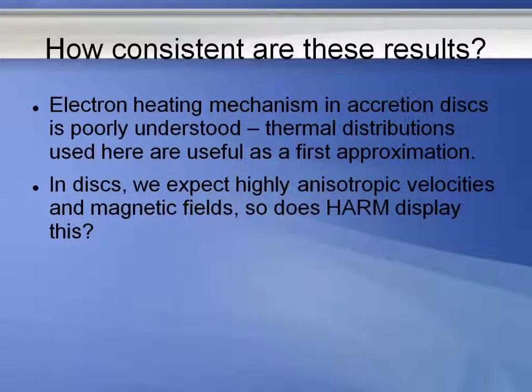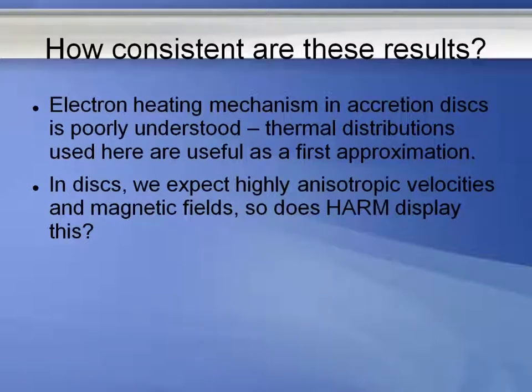Now, we have to step back at this point. This is my master's paper, and we should ask, how consistent are these results? What are the main problems with this? And the most obvious one is that the electron heating mechanism is not well understood. It's expected that magnetic energy is turned into particle heating in some way, and electrons are heated up through that conversion. But without knowing that, and just using the thermal distributions that we've done for this situation, we can only really call this the first approximation.